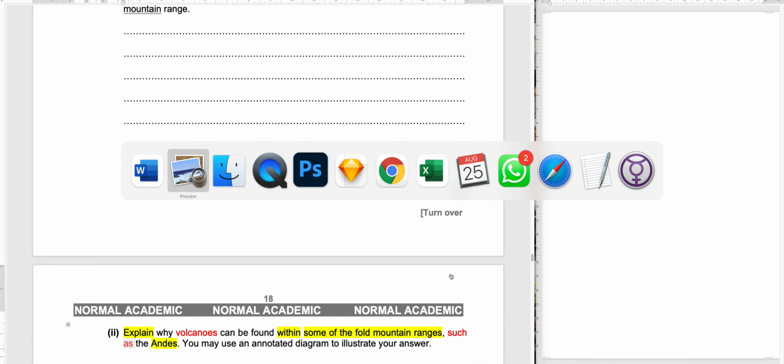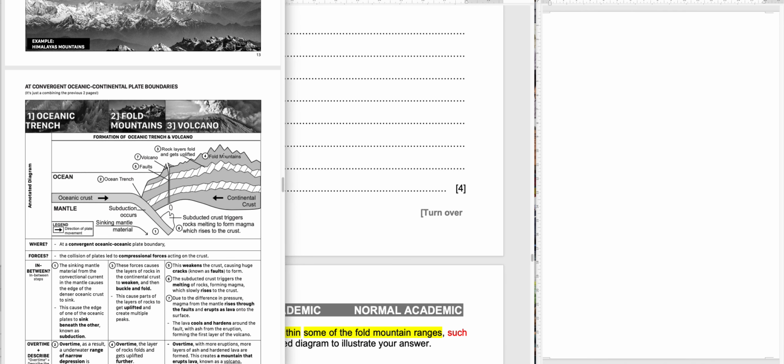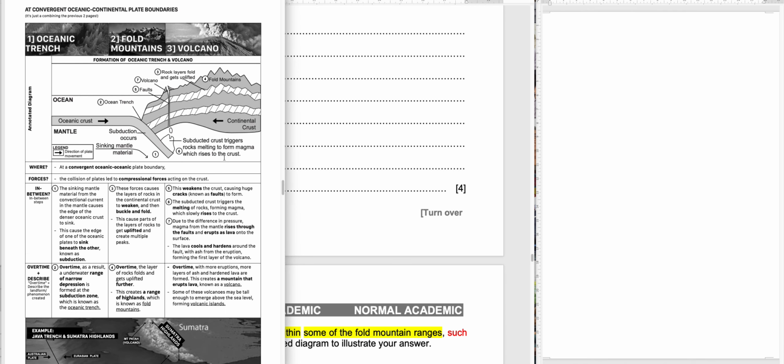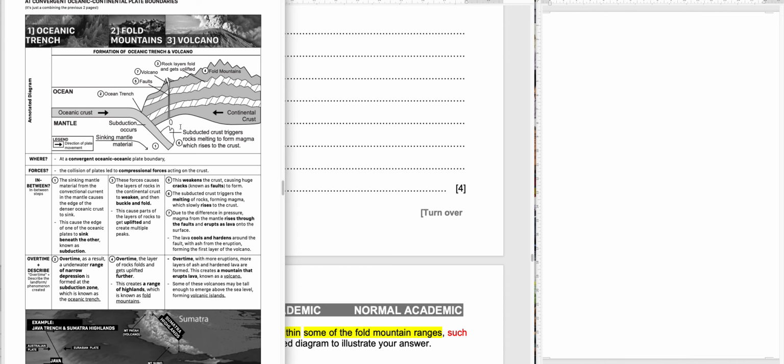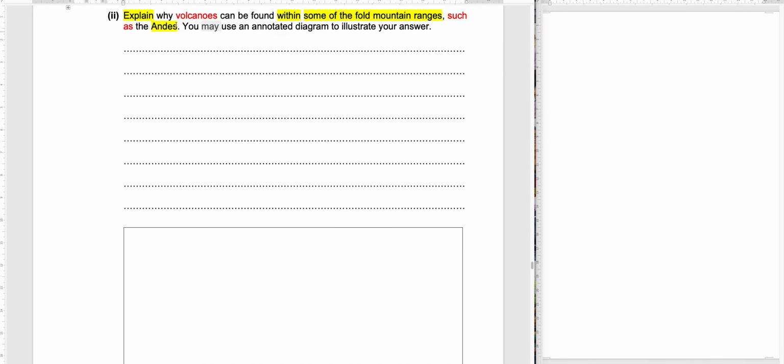Let me pull up your notes. If you look at page 14 of your plate tectonics notes, you will see this. The diagram may draw the volcano here, but you have to adapt accordingly. If you're going to draw a diagram, you need to draw it inside the fold mountains. But this question says that you may. May means it's not compulsory. If you choose to do so, you can go ahead, but you can choose not to draw, it's fine.